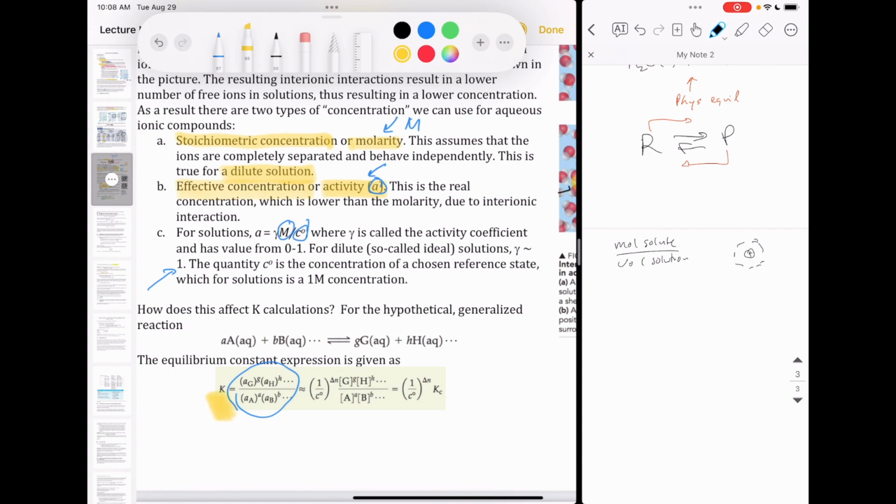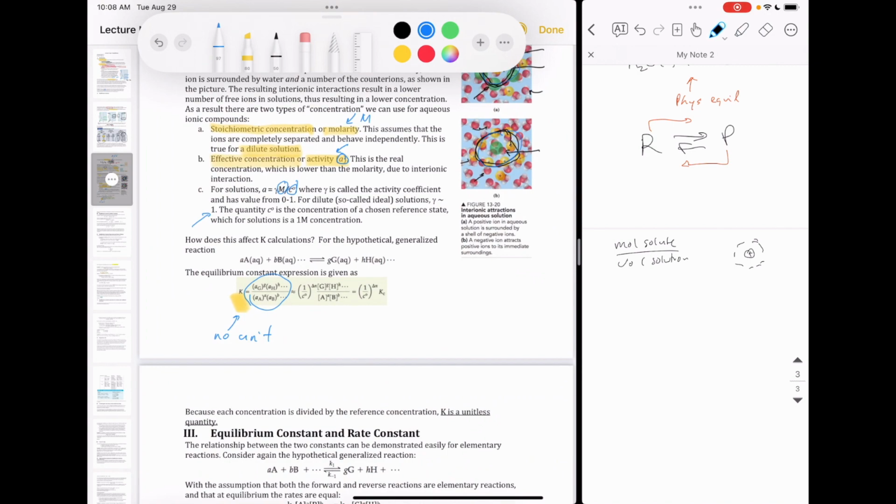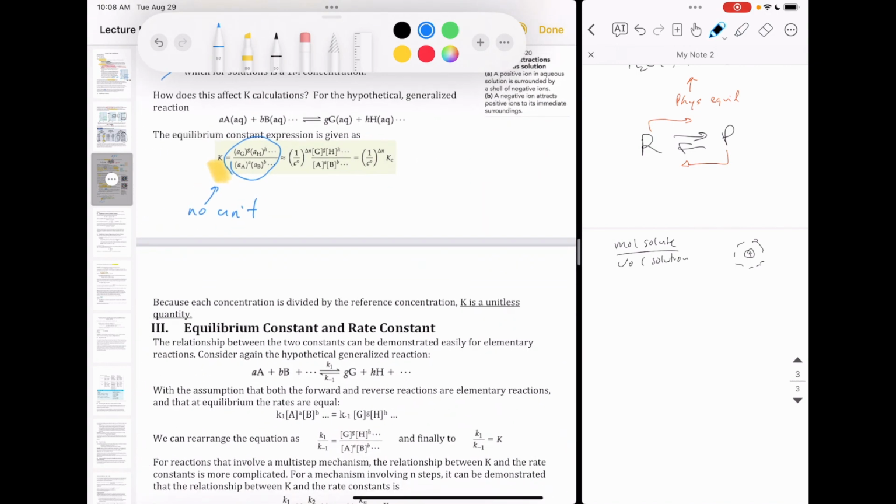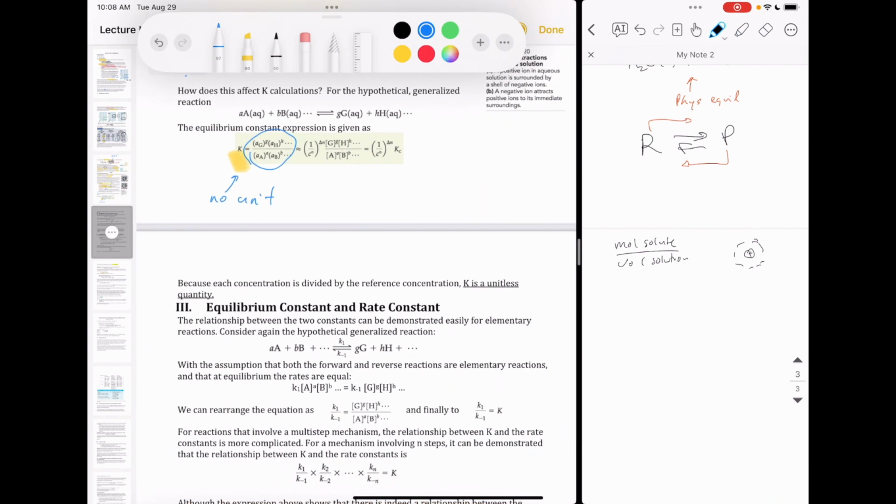So in the end, the K has no unit at all. If you don't understand this idea of activity versus molarity, it's okay, but the only thing you have to keep in mind is that when you calculate your K, just make sure it's unitless.